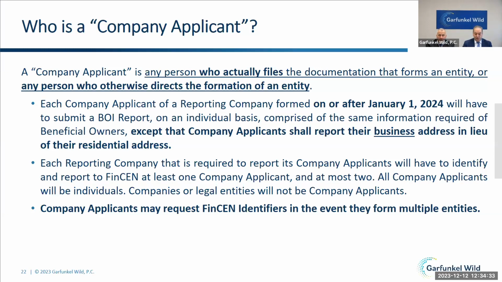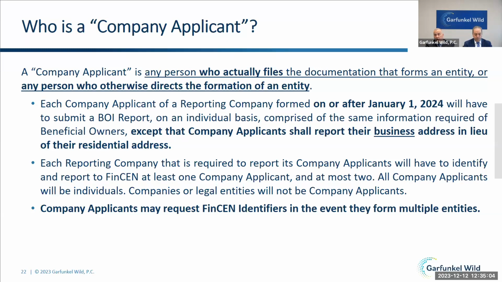Now, a company applicant is oftentimes going to be the lawyer that works with you, the Garfunkel Wild lawyer who you work with for the purpose of forming a company. However, some clients may work through their accountant. So if in fact there's an individual who's facilitating the filing of your documentation to form an entity, that person becomes a company applicant. So you will have to ask him or her, or that individual should just provide to you their company applicant information.